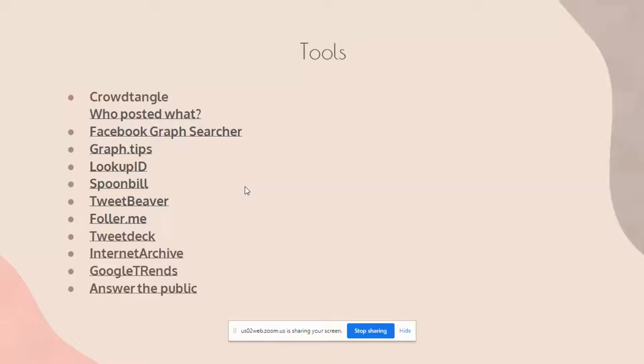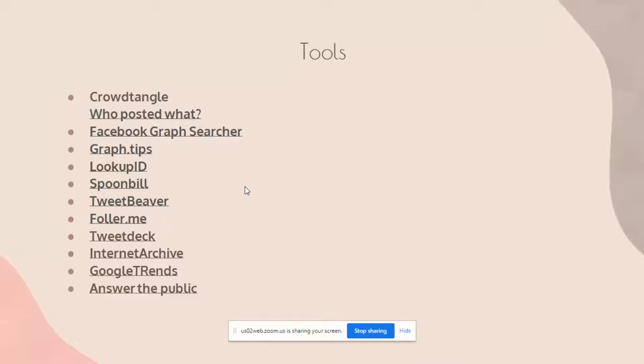Now, there are certain tools also. For example, you have CrowdTangle, Who Posted What, Facebook Graph Searcher, Graph Tips. They all give you a lot of information related to what's happening on Facebook. For example, I just want to search on mental health. And the moment I type mental health, it will give me all the results, what people are talking about in different groups, in different pages. So all those results will be there on the dashboard.